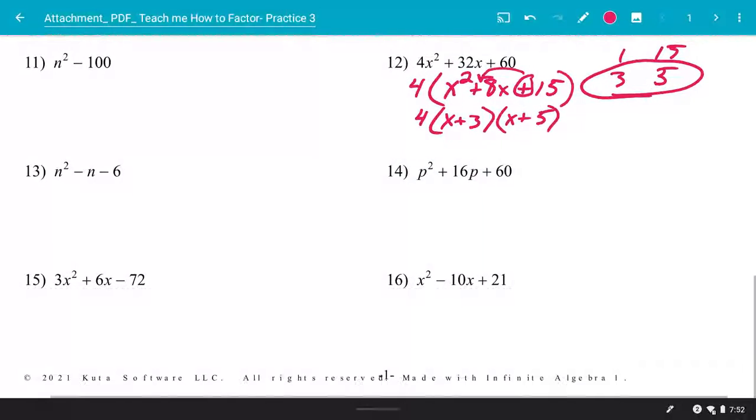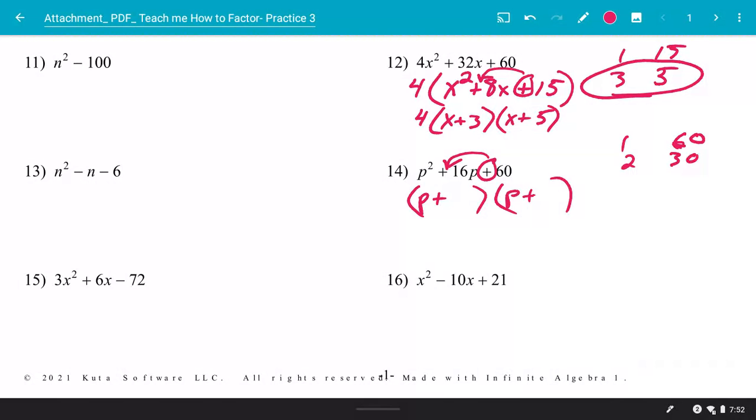Number 14. No GCF, no leading coefficient, split the signs. Put a P in each. Signs are the same, both positive. Plus and a plus. 1 and 60, 2 and 30, 3 and 20, 4 and 15, 5 and 12, 6 and 10. I believe that's it. And which one of those come together to give me a 16? 6 and a 10.